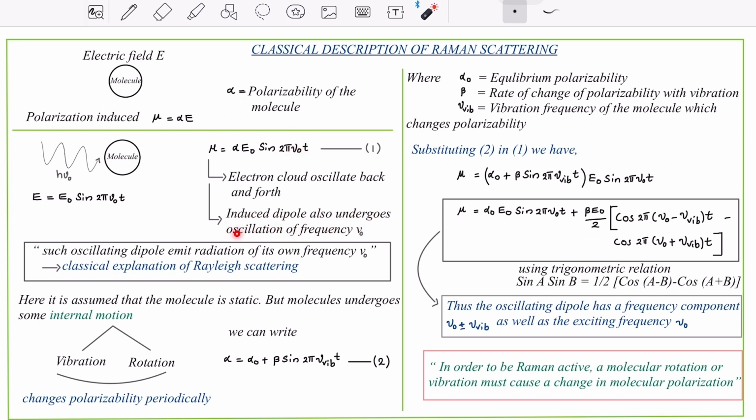So you have an oscillating dipole. We know that the oscillating dipole will emit a radiation of its own frequency. Here the frequency of oscillation is nu 0. Therefore, it will emit a radiation of frequency nu 0. So when the molecule is interacting with the radiation of energy h nu 0, it is emitting a radiation of frequency nu 0.